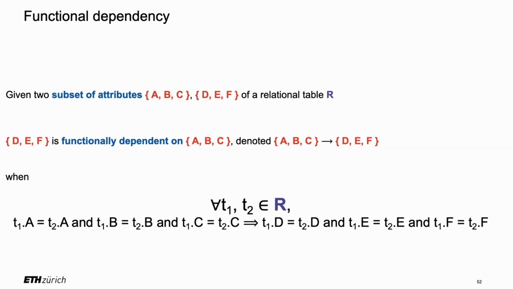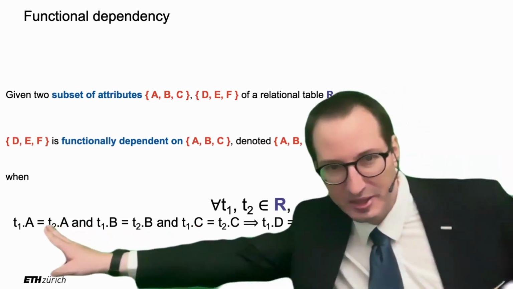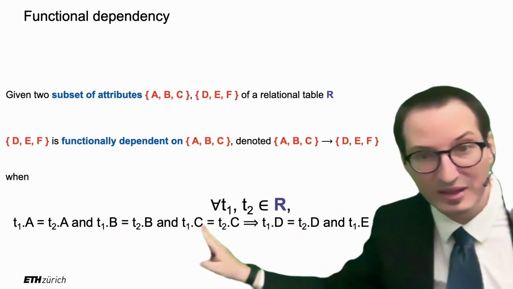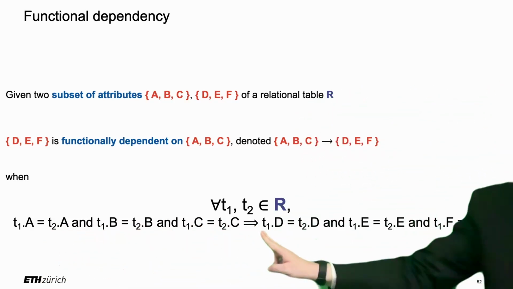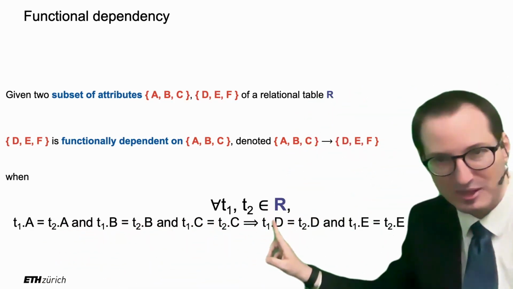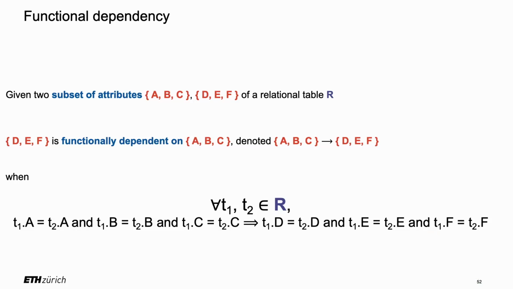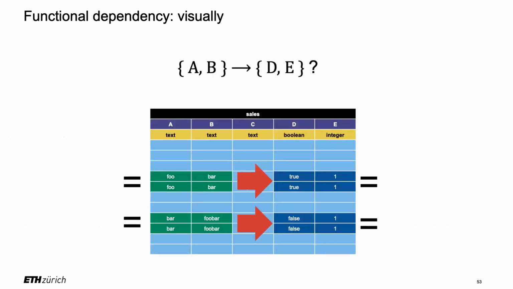That is the case if, for any two tuples that I take in my table, they agree on A, B, and C, meaning t1 and t2 have the same values for A, B, and C, then they must also have the same values for D, E, and F. That is a functional dependency. Who understands that? I don't see any raised hands. Okay, that's fine, because I have visuals and pictures.